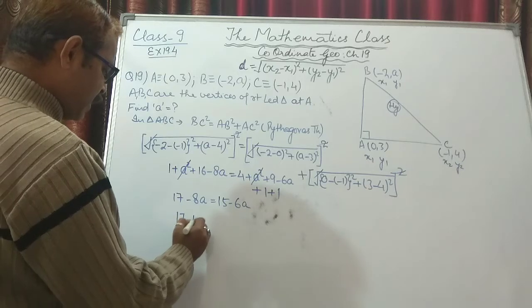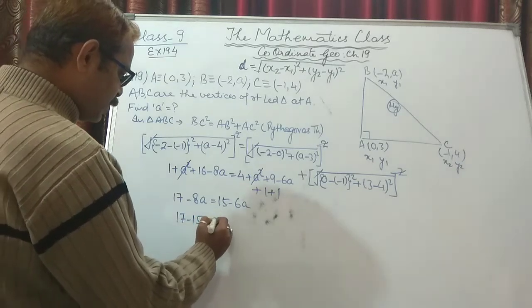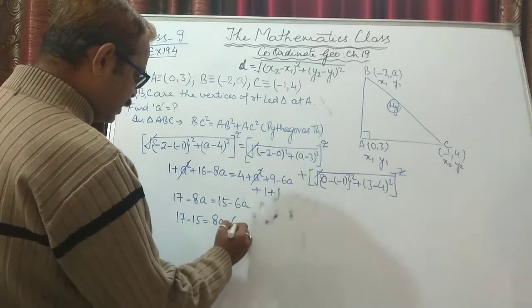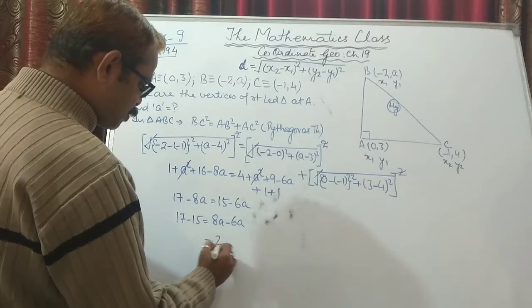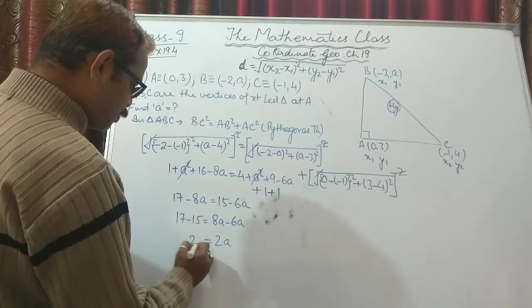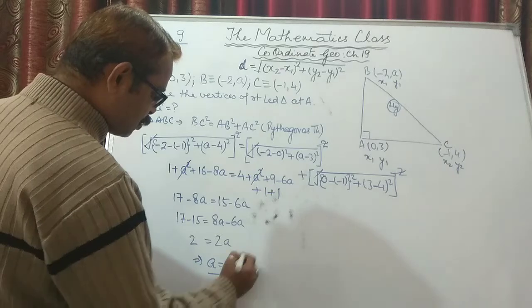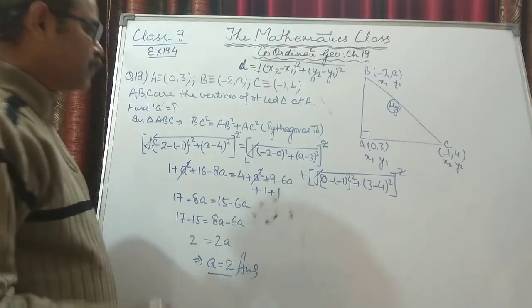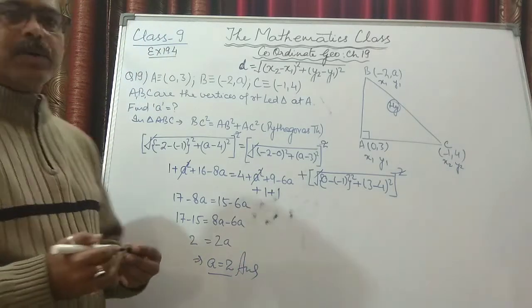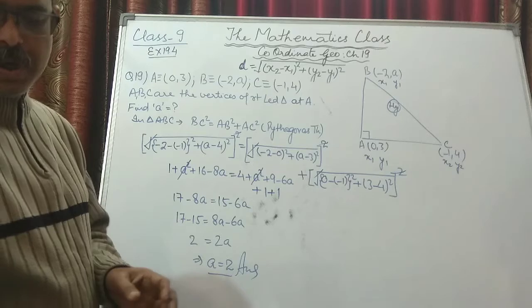So 17 minus 15 is equal to 8a minus 6a. 8 minus 6 is 2a. 17 minus 15 is 2. Implies that the value of a is equal to 2. This is the final value. This is how we are going to solve the questions.